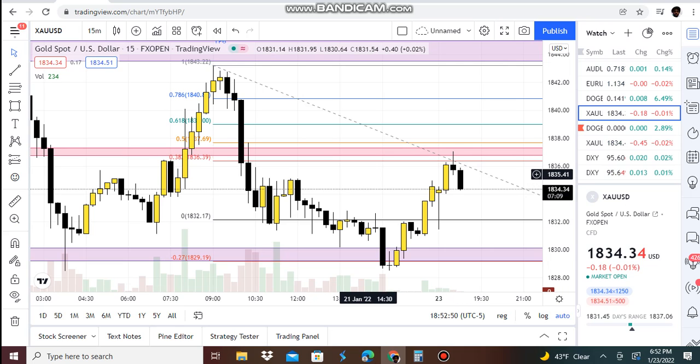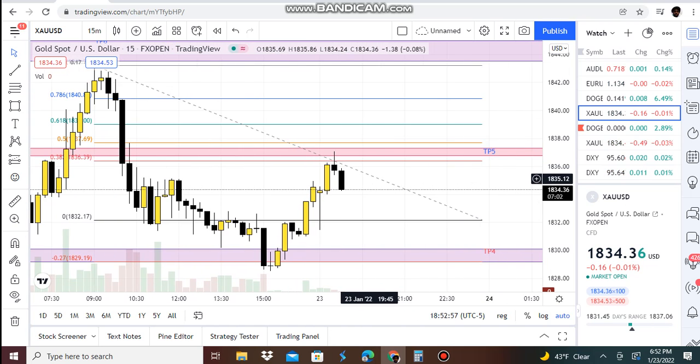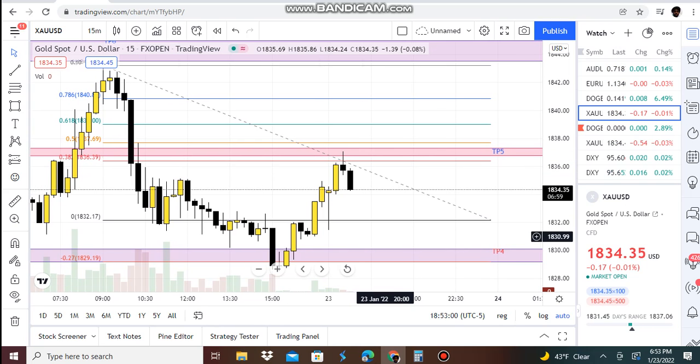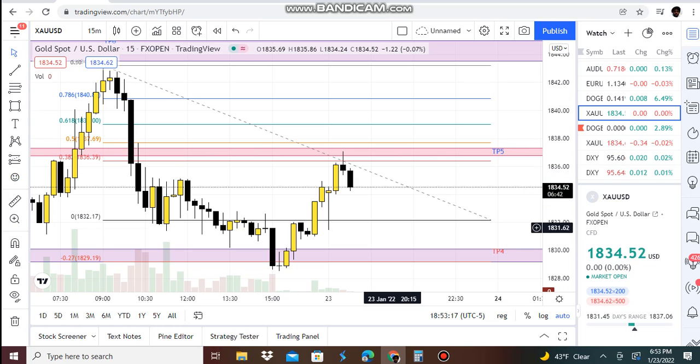It retested at 0.382, our take profit 5 area, before heading back down to take profit 4, the 27 extension level. It'll go retest at 38.2, sometimes 0.5 or 0.618, before heading back down. You just gotta pay attention to price. It doesn't have to go all the way to take profit 4, but it can.